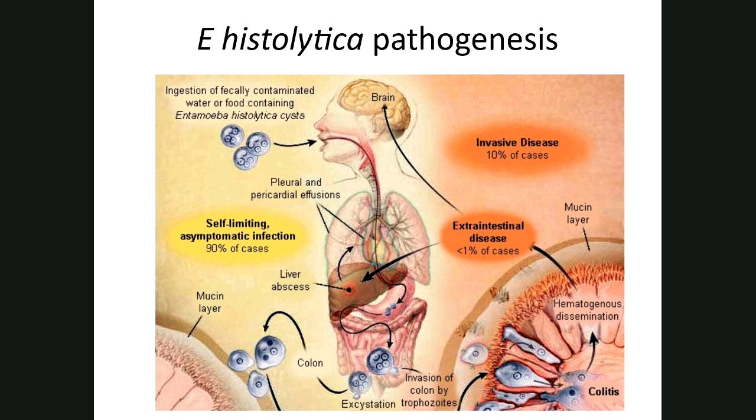The organisms can also pass to other organs like lungs and even brain, but the most common presentation in extra-intestinal amoebiasis is the amoebic liver abscess.